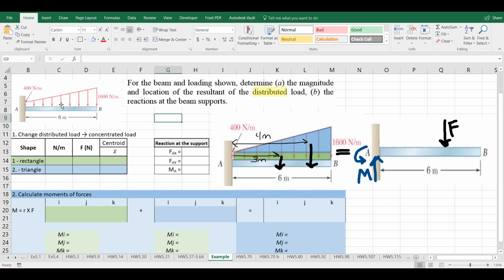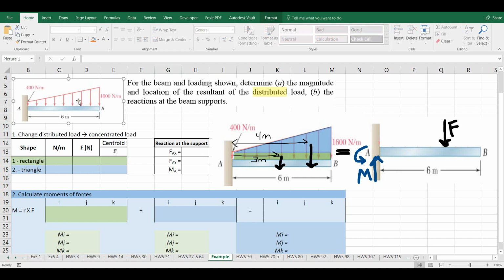So we're going to go from a distributed load to two concentrated loads and then add those together to a single distributed load and the reactions at the beam support. So this is a fixed support. That means it's going to be fighting back with a force and a moment.